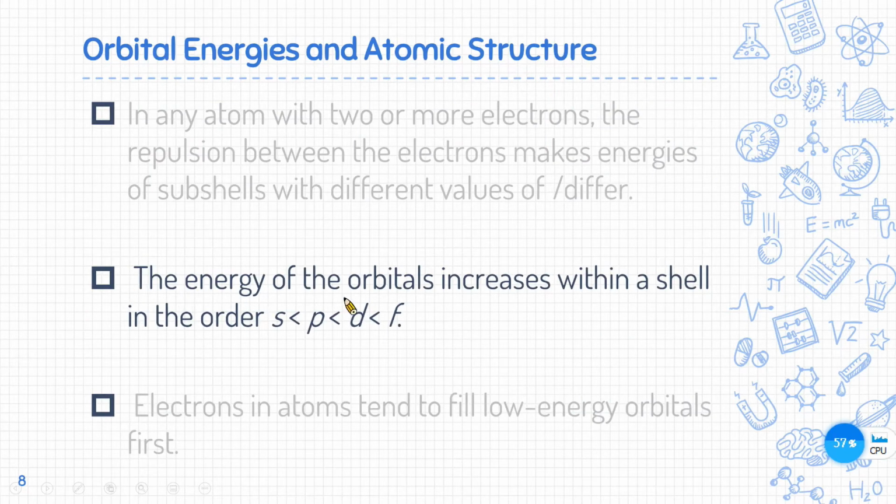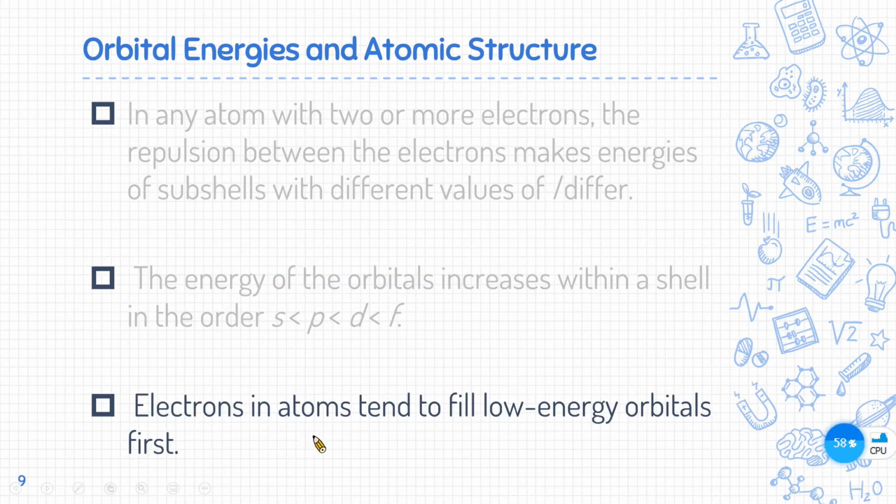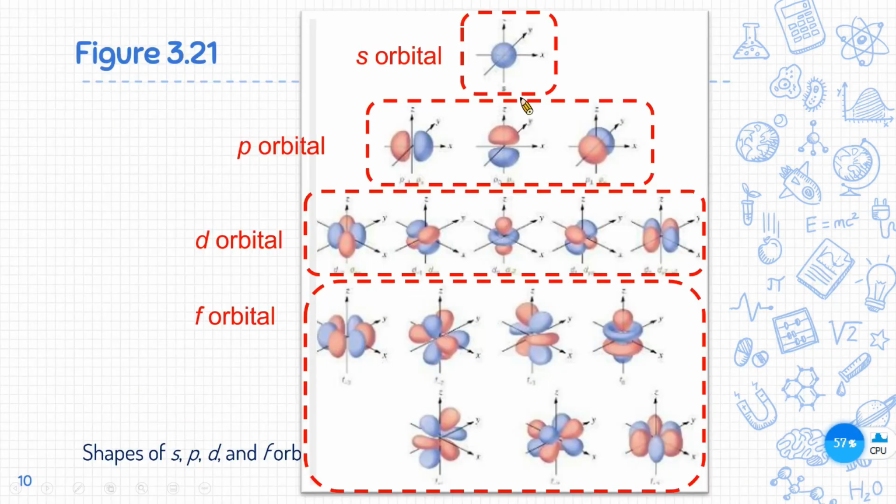The energy of the orbitals increases within a shell in the order of spdf: s less than p, less than d, less than f. Electrons in atoms tend to fill low energy orbitals first. Here, I'm showing you spdf, the shape of these orbitals.